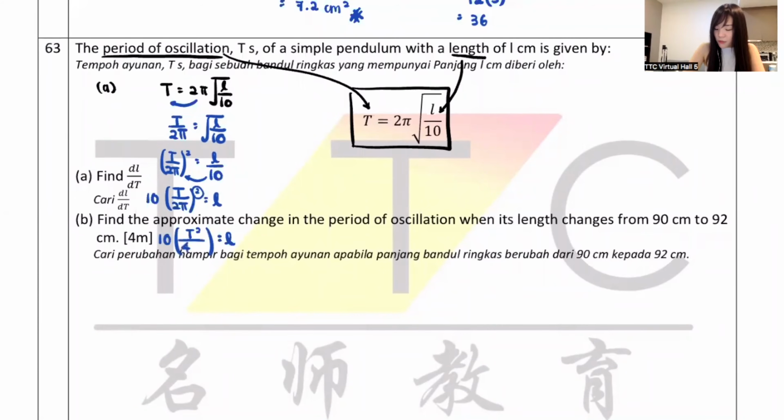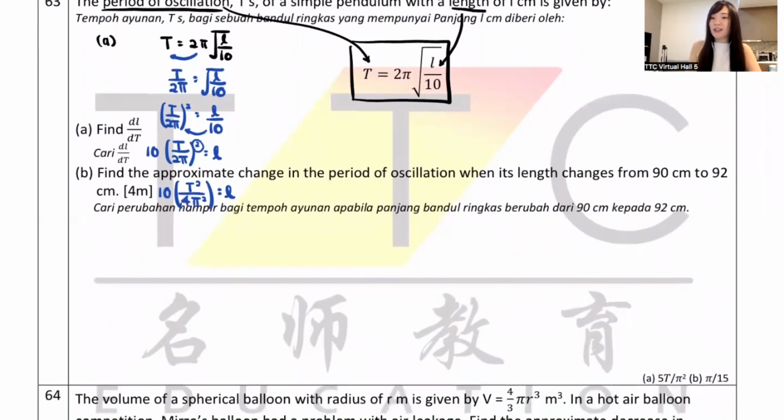Who else did you square? 4 pi, you guys squared it, pi square. This is what I will get after I squared it. Can, right? Then, what do I get now? Those I can cut, I cut. 10 divided by 4. So 10 divided by 2, 5. 4 divided by 2, 2. So I am getting 5t squared over 2 pi squared equals L.